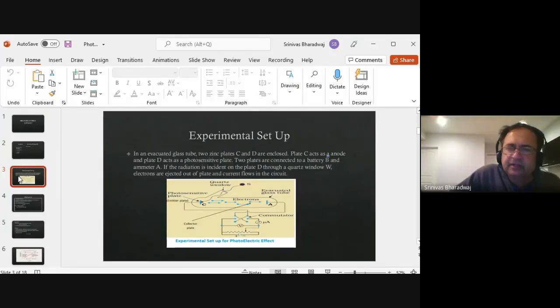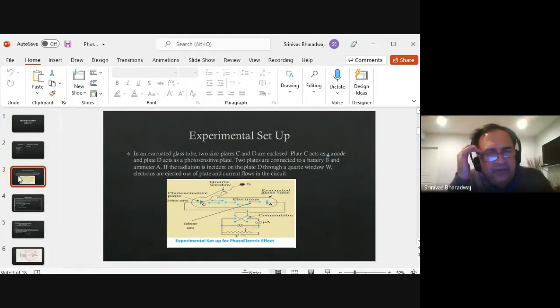So this is the experimental setup. You have a photosensitive plate, then you have electrons, in an evacuated glass tube, right? The plate C acts as an anode, and the plate D acts as a photosensitive plate. Now you have light coming from a source, and that goes through a quartz window and falls on the photosensitive plate. This leads to a current being set up. The radiation is incident on the plate D through a quartz window. Electrons are ejected out of the plate, and current flows in the circuit. So this is roughly how it works.